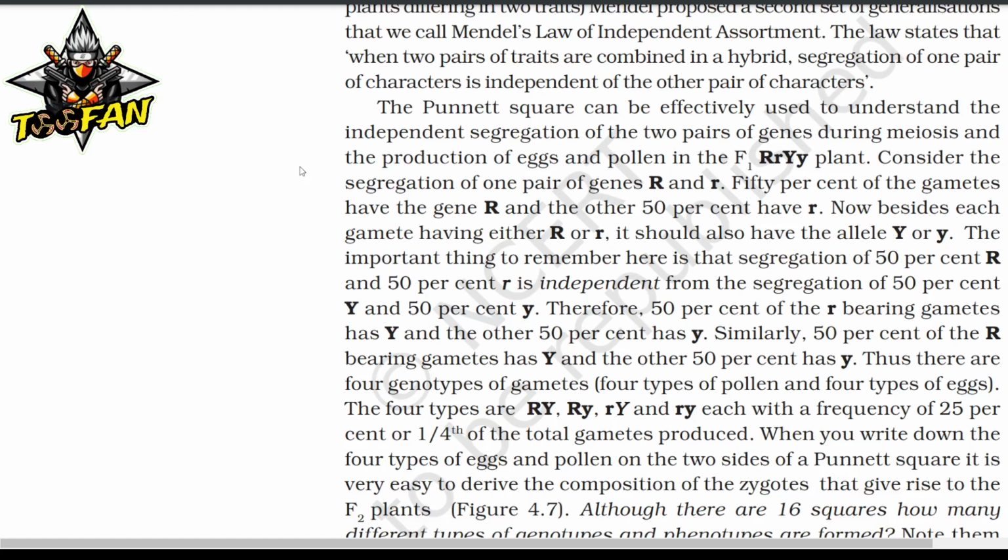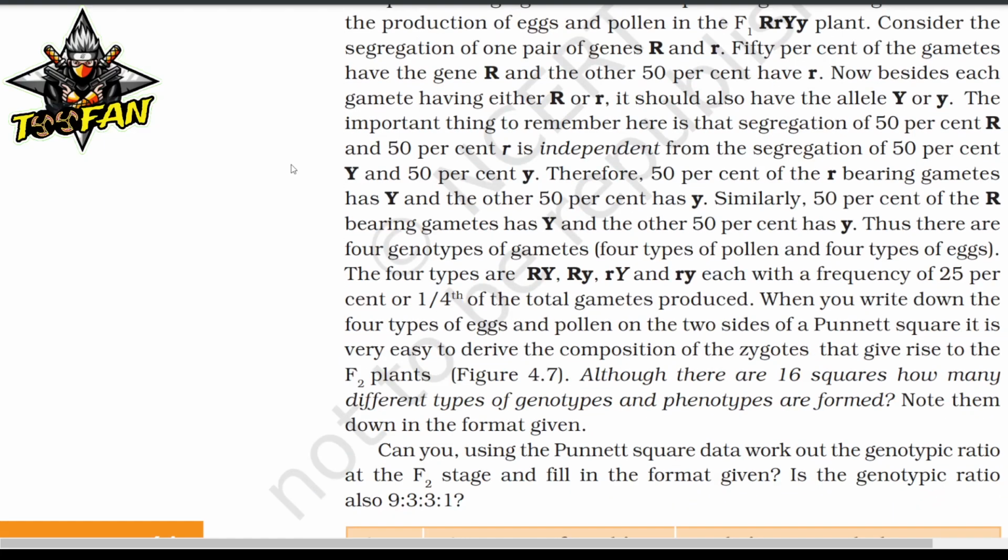When you write down the 4 types of eggs and pollen on the sides of the Punnett square, it is very easy to derive the composition of the zygotes that give rise to the F2 plant. Although there are 16 squares, how many different types of genotypes and phenotypes form?